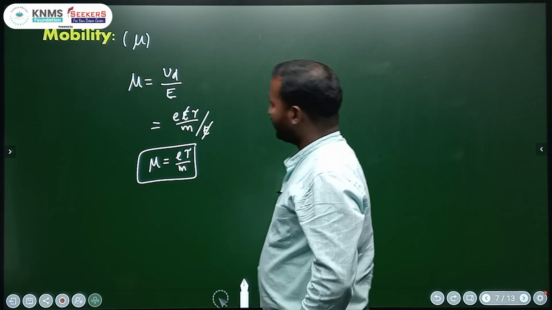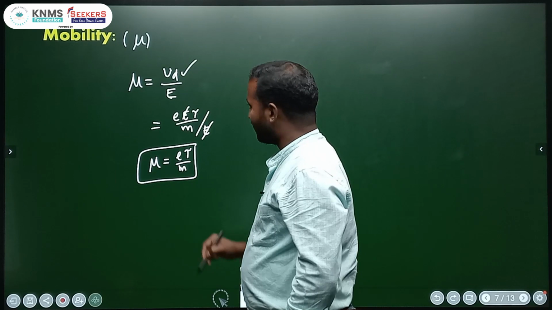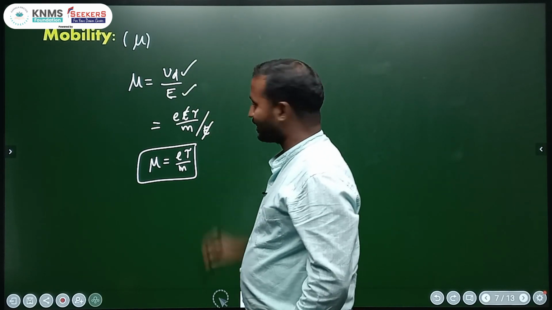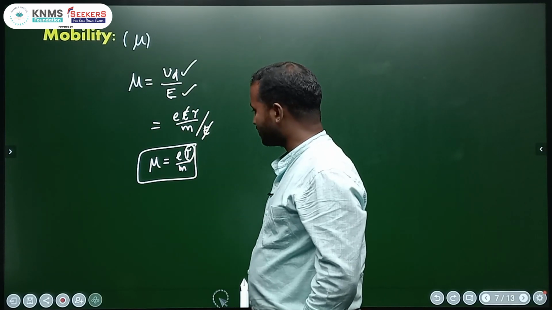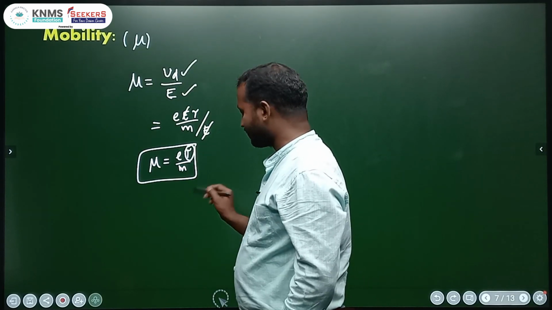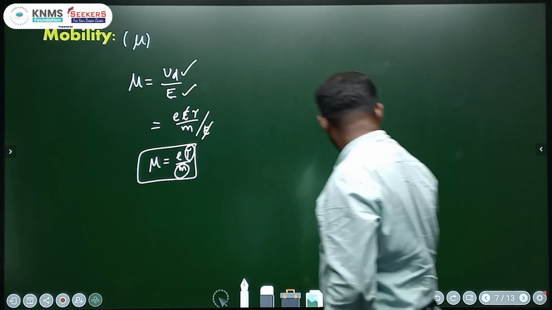Now you can see that even though it is defined as the average velocity or drift velocity per unit electric field, it doesn't depend upon these two factors. It depends mostly upon this, the charge of the particle, the mass of the particle, and so on. Okay. So that's what mobility is.